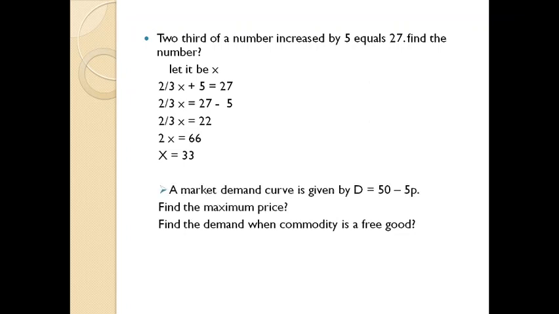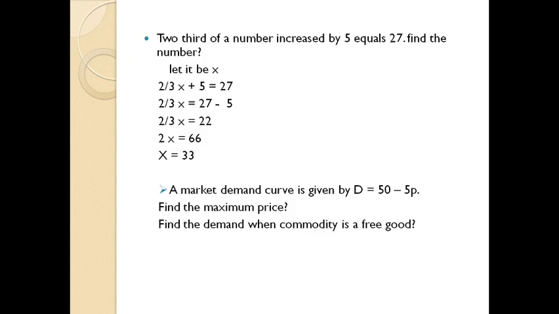Okay, next case. A market demand curve is given by D equals 50 minus 5P. Just a case, demand curve with D. D means demand. Demand equals 50 minus 5P. First question: find the maximum price. Second one: find the demand when the commodity is a free good. Here nothing useful is given, I think. Anyway, let's go through it.